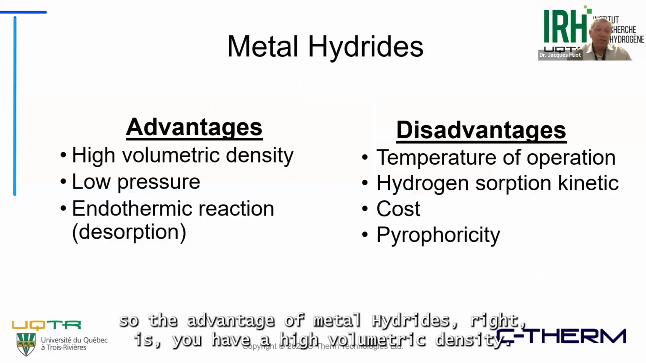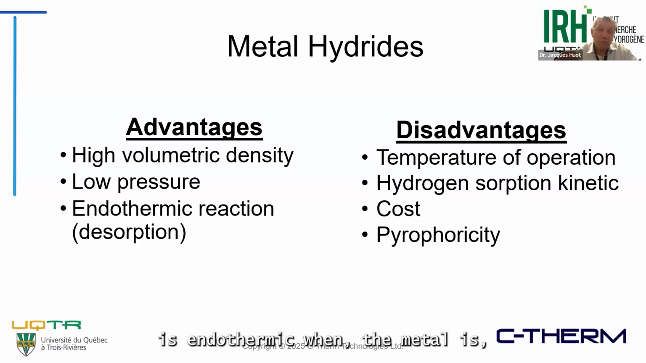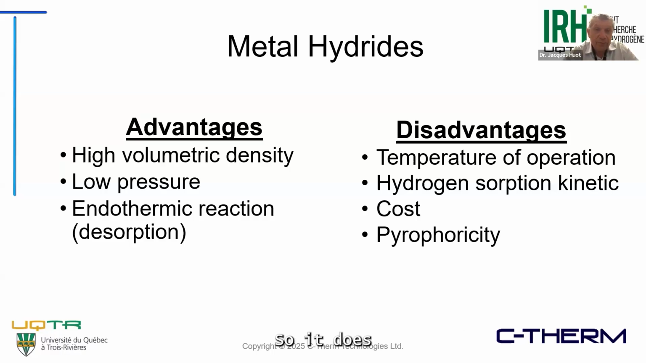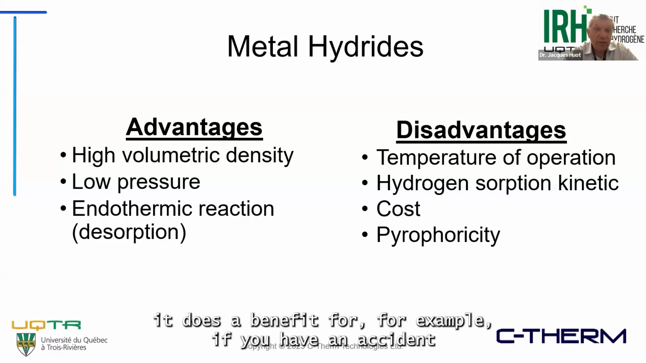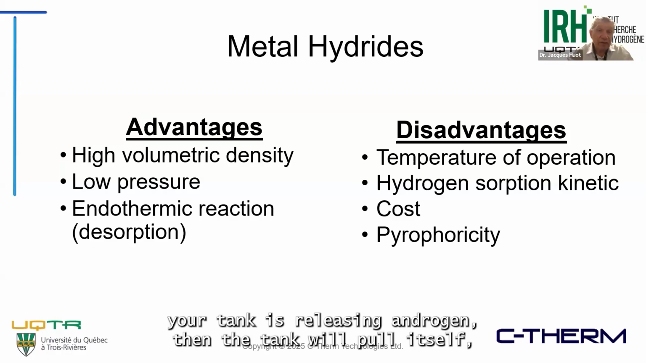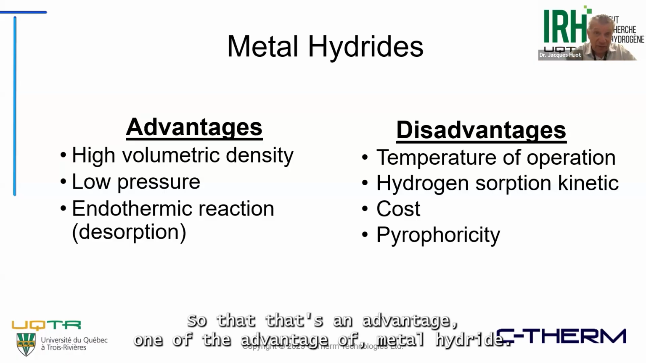So the advantage of metal hydride is that you have a high volumetric density, you could work at low pressure, and the reaction is endothermic. When the metal is releasing its hydrogen, it's an endothermic reaction. So it has a benefit, for example, if you have an accident and a rupture of your tank and there is a fire and your tank is releasing hydrogen, then the tank will cool itself. So the reaction will be killed by itself. That's one of the advantages of metal hydride.